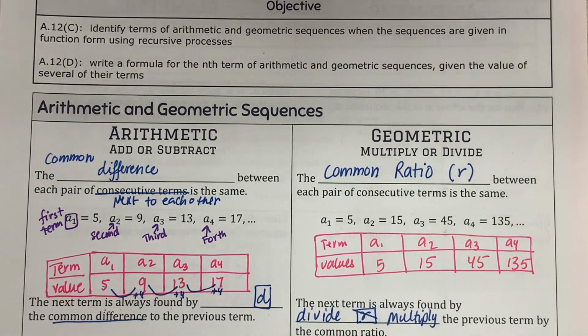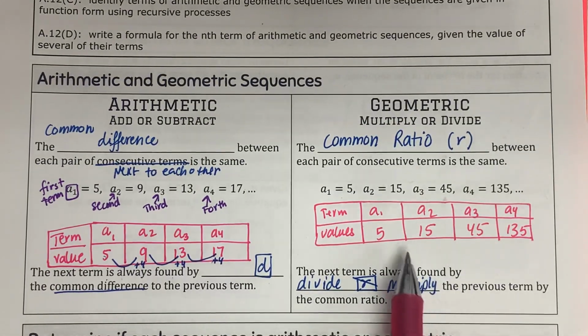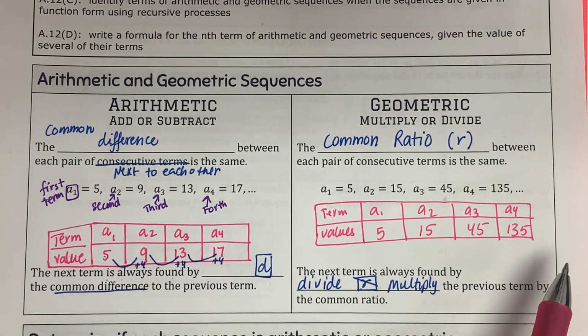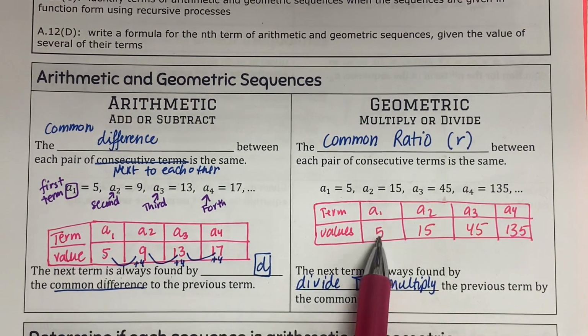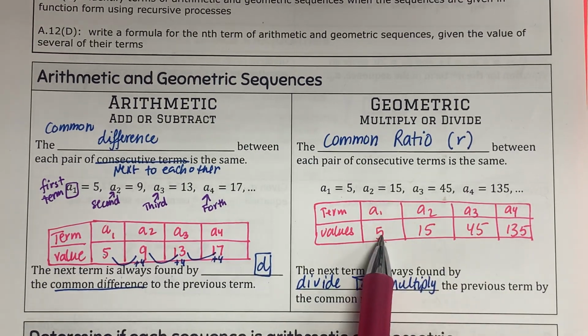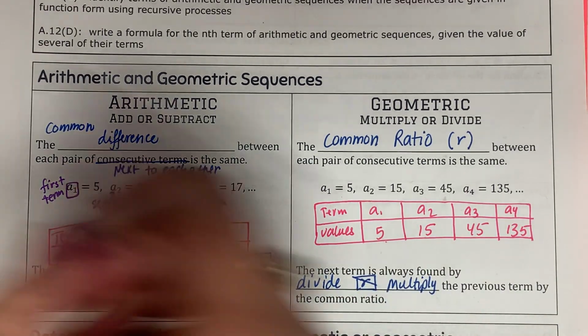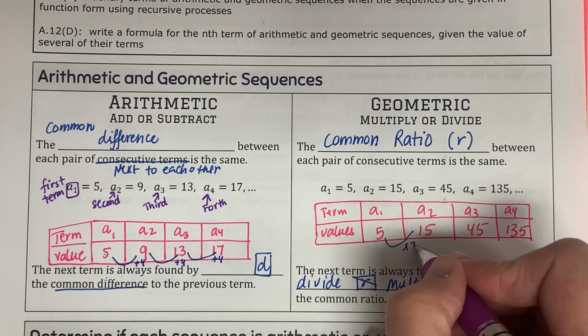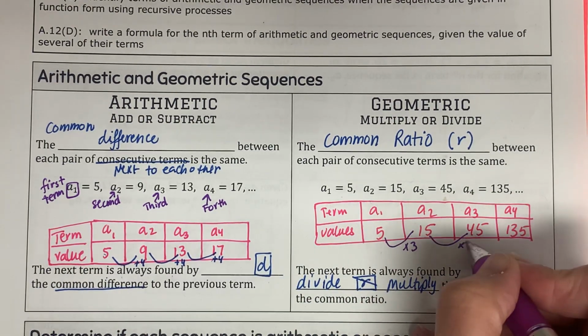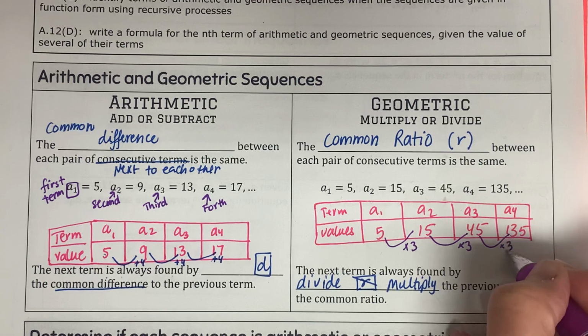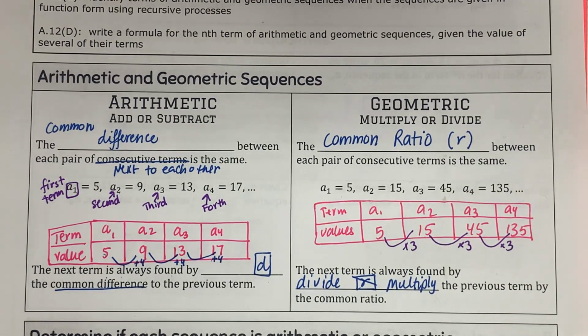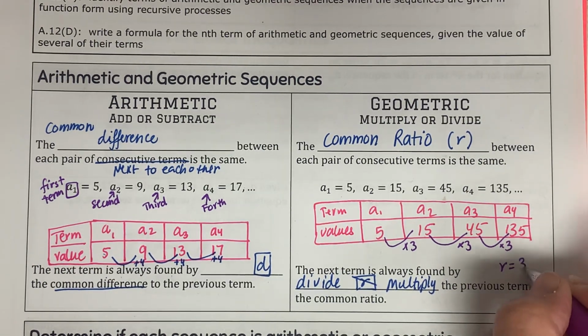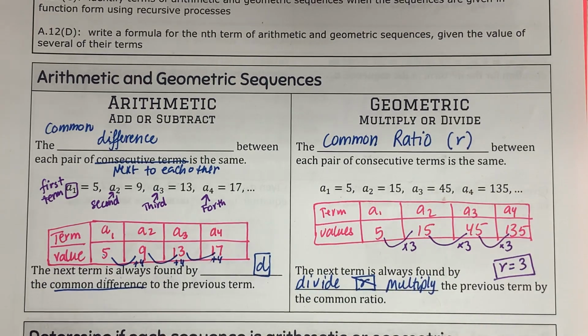So by looking at the numbers, you can totally see that you are not adding a fixed number to it. It has to be multiplication because you're increasing the numbers. So 5 multiplied by 3 is 15. So times 3, and times 3. So the common ratio, or r, in this situation is 3.